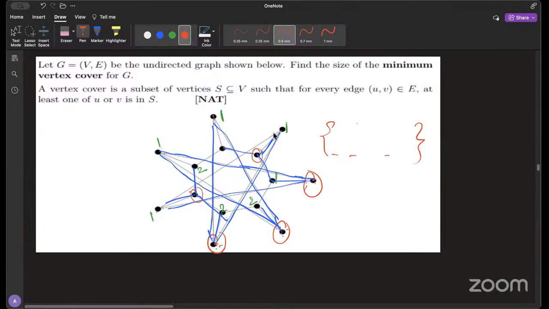Ma'am, can we do color coding, kind of, like that?